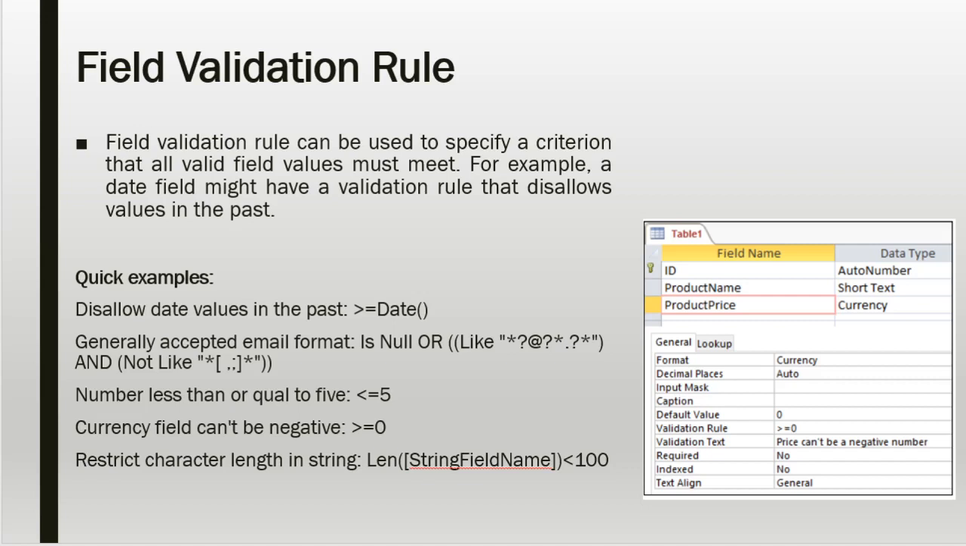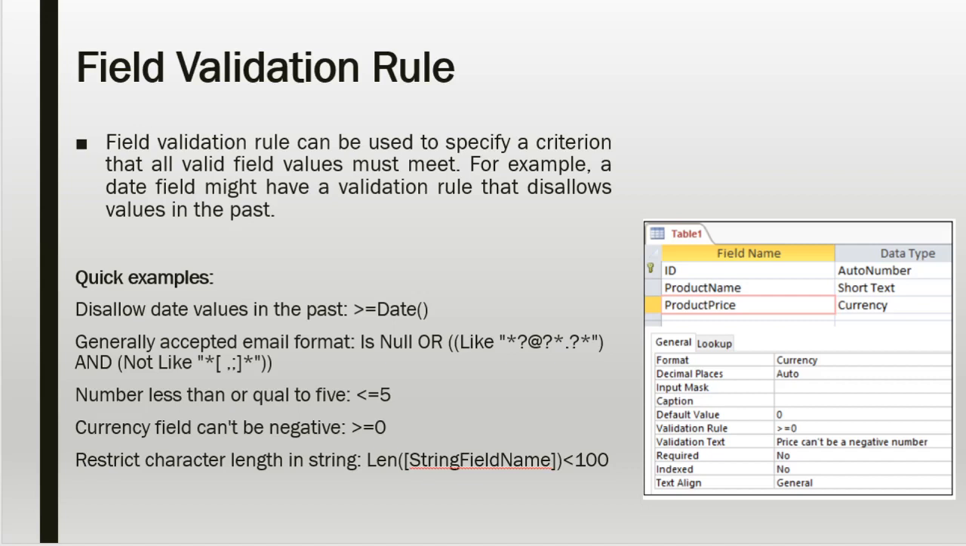You have validation, which says greater than or equals to 0. Now that greater than or equals to 0, you can see the quick example there says it will disallow values in the past. So that means dates, that's greater than or equals to date sign, with open and close brackets, is the rule. You just need to put that in.